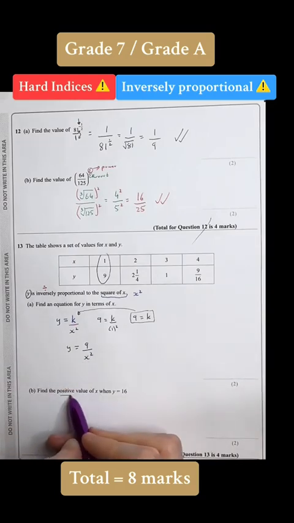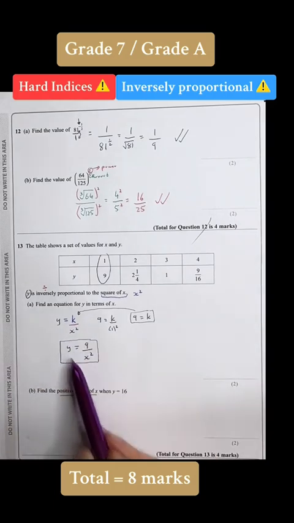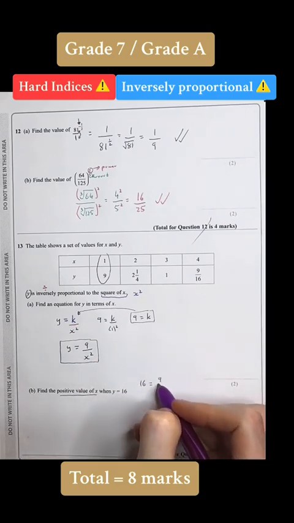Find the positive value of x when y is 16. So I'm always substituting into the equation I just found. Well, here y is now 16, so we're going to have 16 on the left-hand side. It's going to equal 9 over x squared.